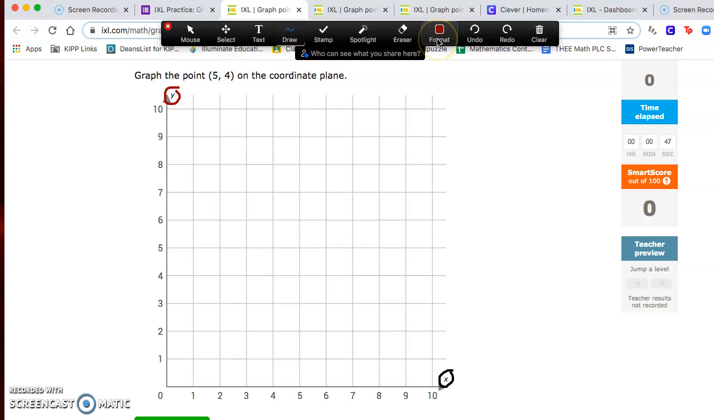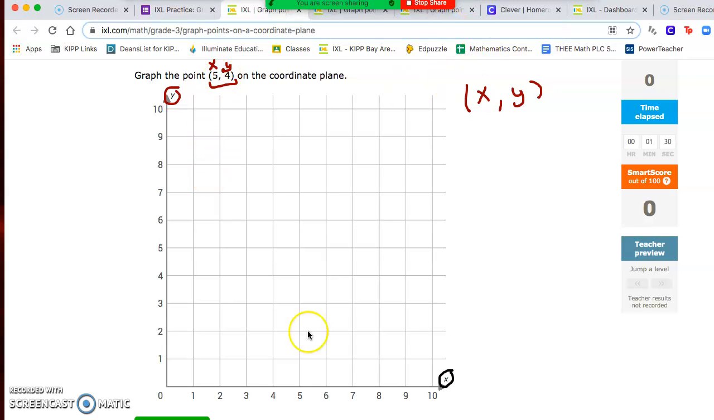Great. Now, how am I going to graph this point on the coordinate plane? Now, it is so simple. These are called ordered pairs, correct? Now, an ordered pair is in the format of x, comma, y. So it's telling you where you need to be on the x-axis and where you need to be on the y-axis. So if I have to graph the point 5, 4, 5 is being represented by x and y is being represented by 4.